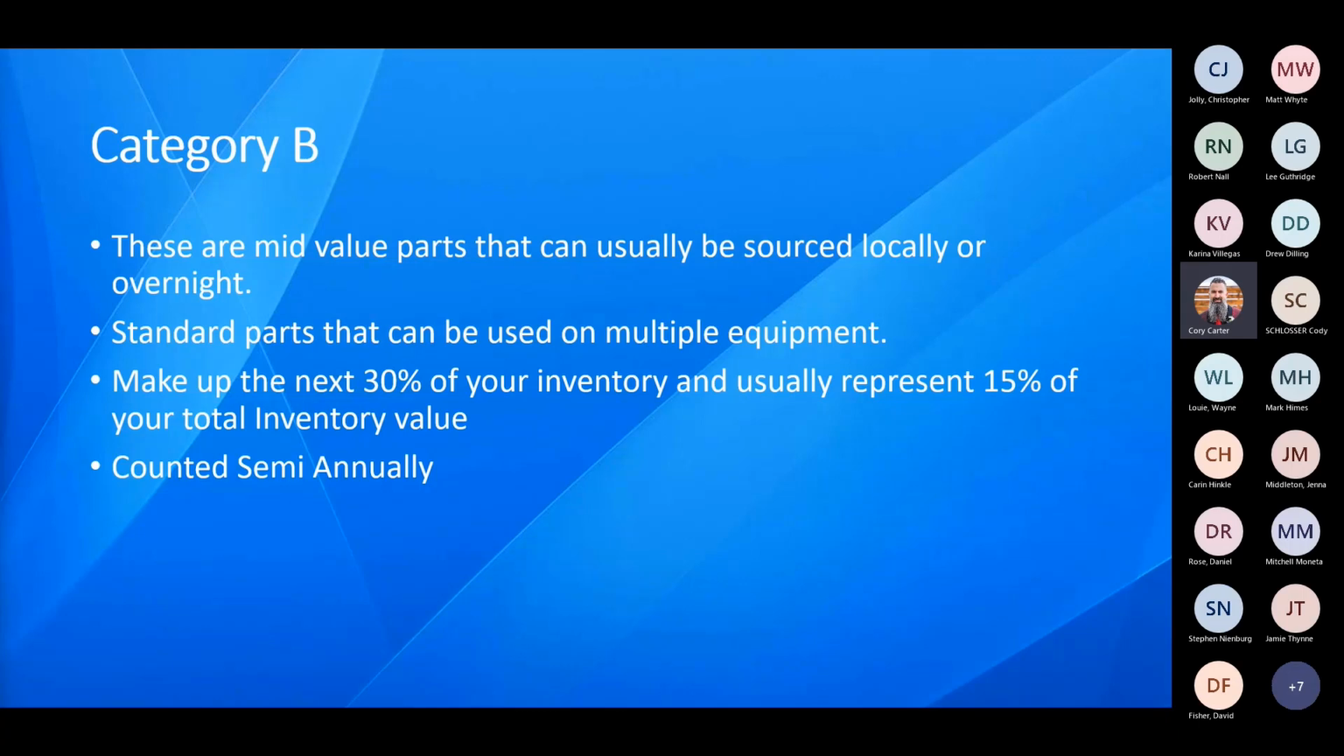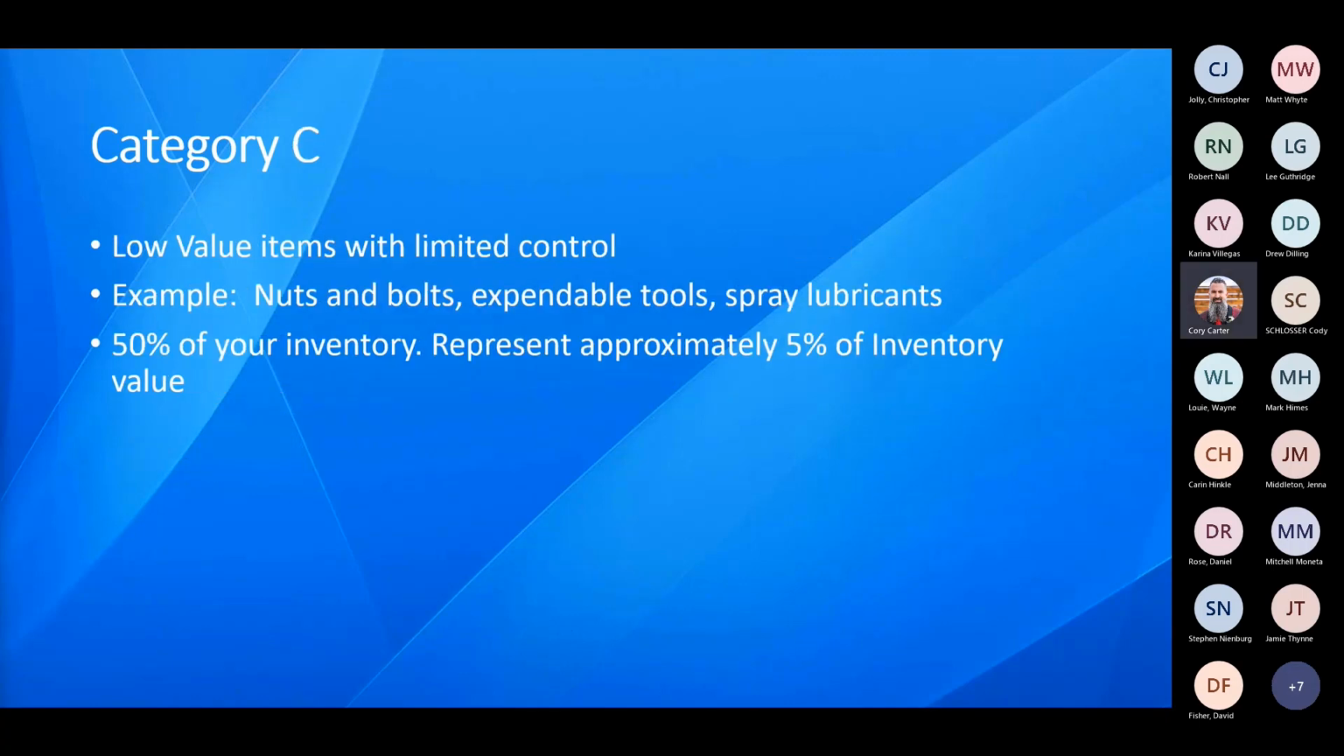You want to have a good idea of how many of each of these parts you have on hand, but they're not as critical as your category A. And then your last one is your category C's. These are your low valued items.